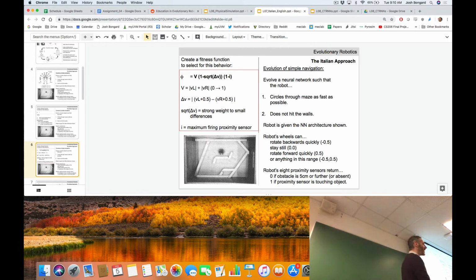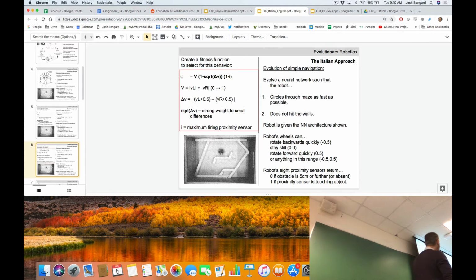But uppercase V alone does not guarantee forward movement or backward movement. Why not? Might just start rotating. Absolutely, right? We could have VL equals minus 0.5 and VR equals plus 0.5. Take the absolute values and sum them, we get 1, and we get a robot that's rotating in place clockwise or counterclockwise. So V alone is not going to do it.